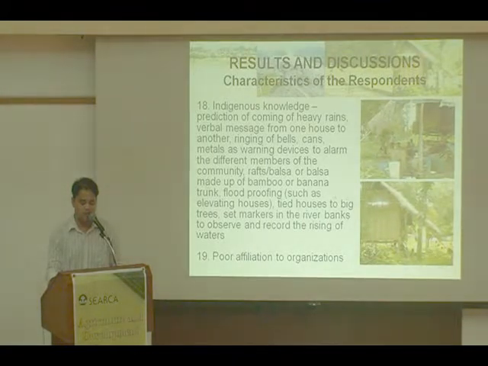In terms of indigenous knowledge, these are some of the indigenous knowledge that they identified. They would normally base it on predictions of the coming of heavy rains, verbal messages from one house to another, and ringing of bells or cans or metals as warning devices to alarm different members of the community. There are also rafts and balsa, which are usually made from bamboo as well as from the trunks of banana. And then they also employed flood proofing.